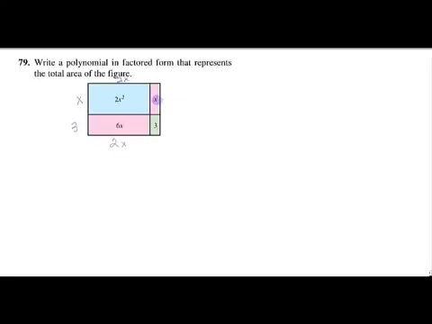Over here I have just an x. I know that this length was x, so this length must be 1. And this is a 3, 1 times 3. Looks like we have it. So if we look at the factorization here, this is a 2x and a positive 1, so it must be 2x plus 1. And this one must be an x and a positive 3, so x plus 3. So this is the polynomial in factored form that represents the total area of this figure.